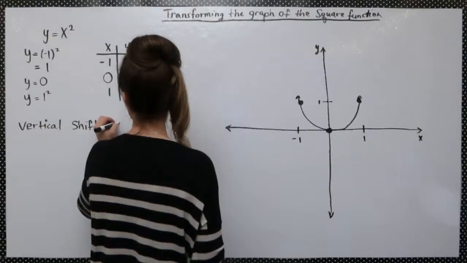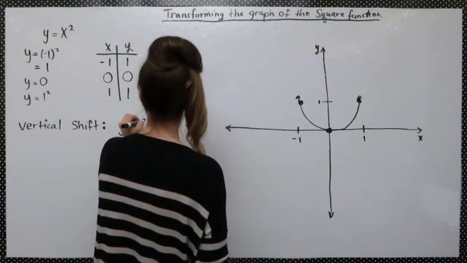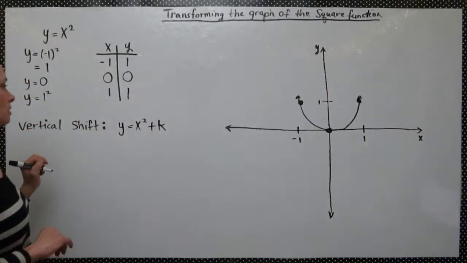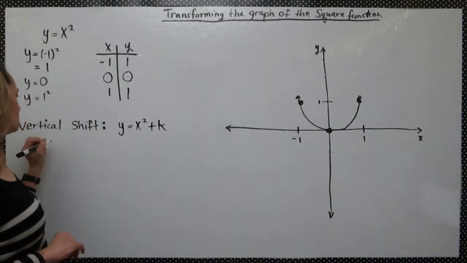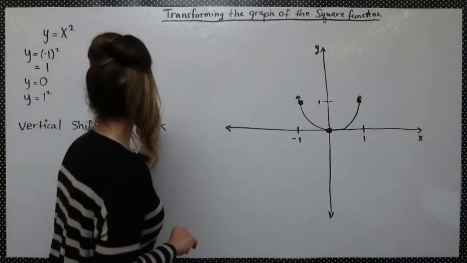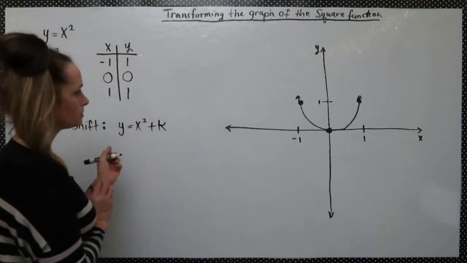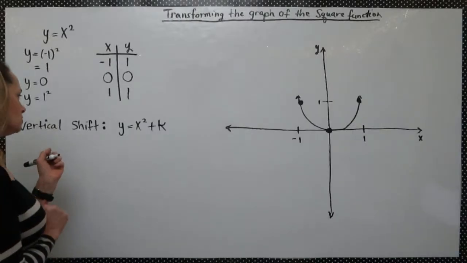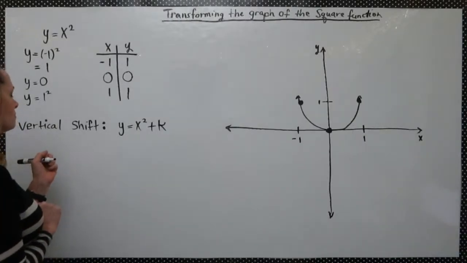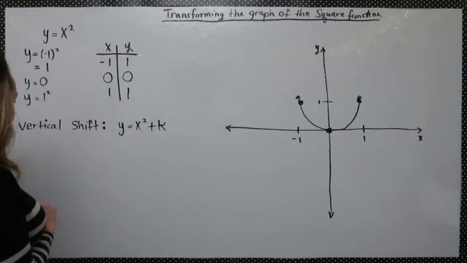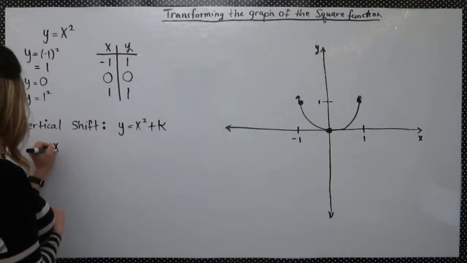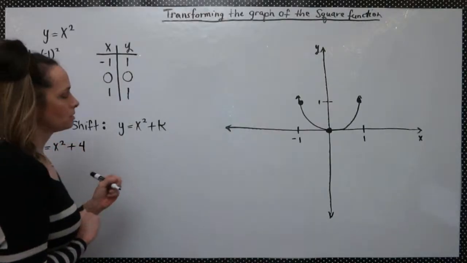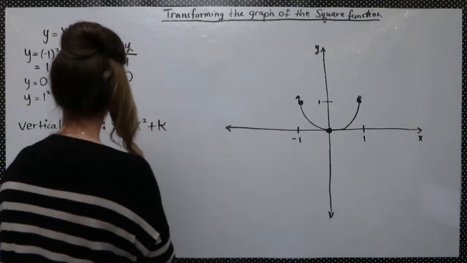It's y equals x squared plus k, where this k value is shifting the graph up or down. So you're going up or down k units. So if I were wanting to make a new equation, y equals x squared plus 4. We'll just go 2.